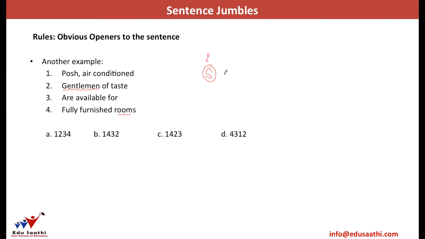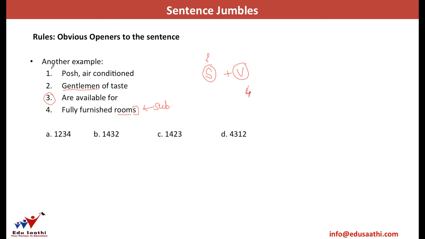So I move to the next part, that is the verb. I look for the verb. Where is the verb? The verb is written here in the third part, which is "are available for". Now estimate what can be available. Can the gentleman be available or the rooms? Obviously the rooms can be available, so my subject becomes the rooms. So the subject is the rooms. So my fourth part has to be the subject.